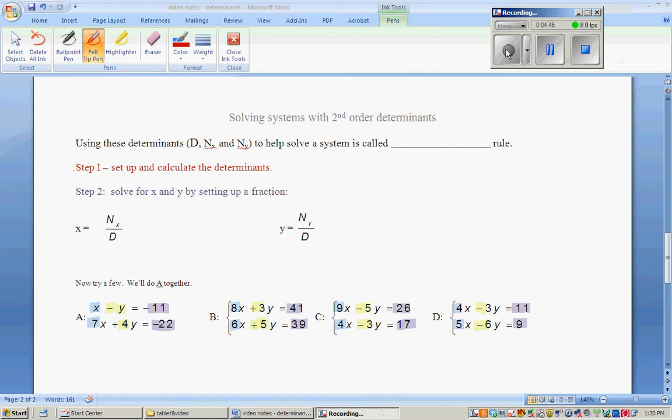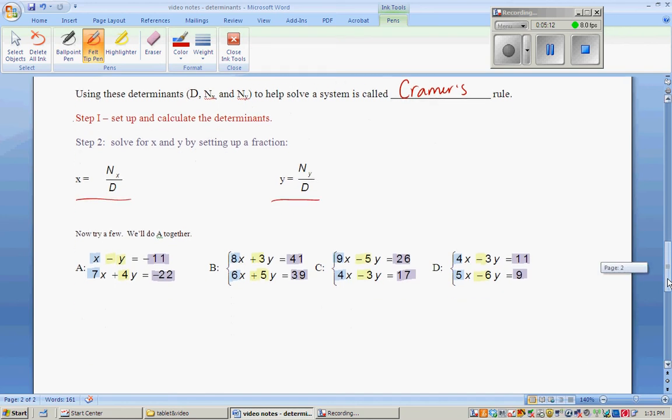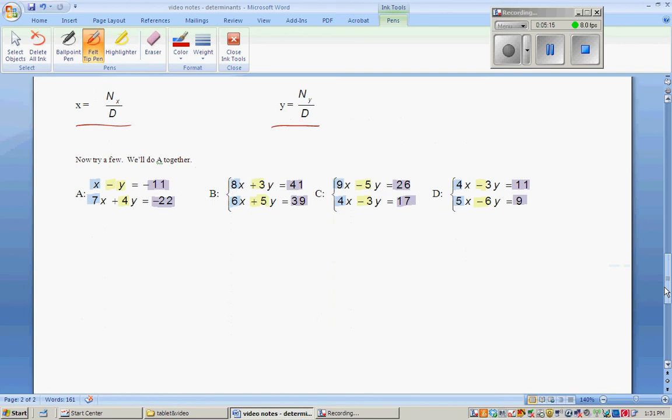Now, using these determinants, D, n sub x, and n sub y, to help solve a system, this is called using Cramer's rule. And all you do is step 1, set up and calculate your determinants, and step 2, solve for x and for y by setting up the following fractions. This will get you the x term, and this will get you the y part of the coordinate. So let's try and do A together.